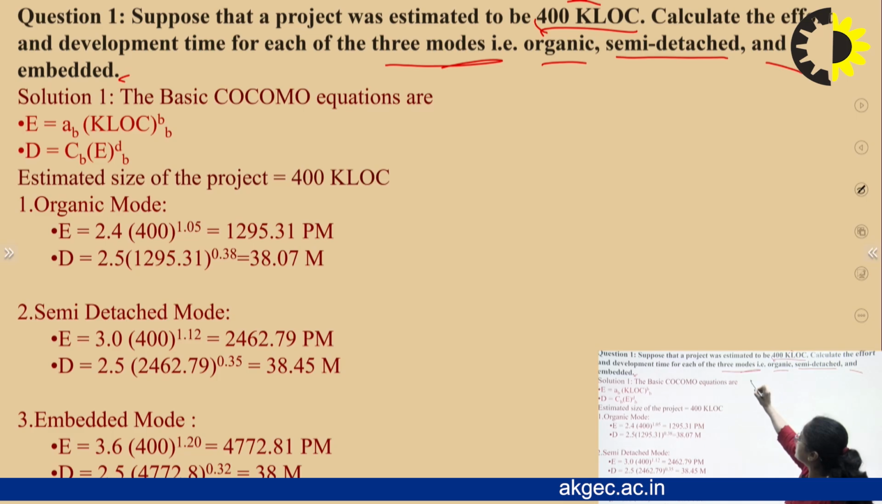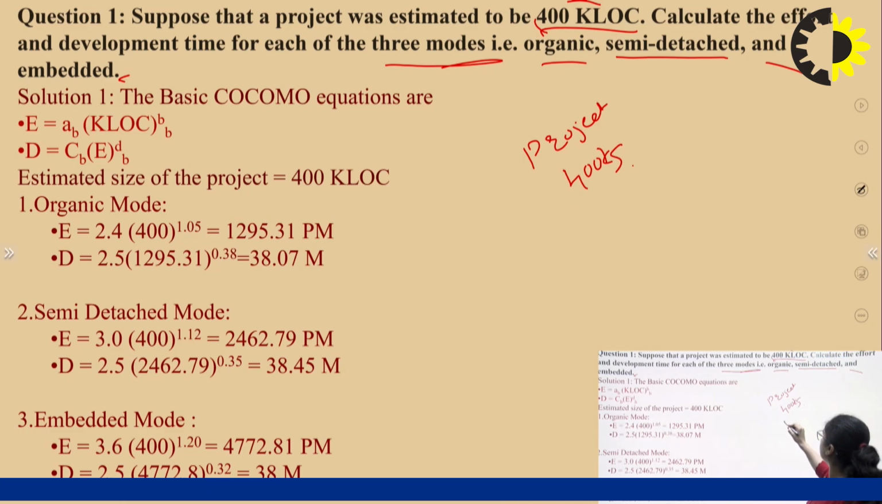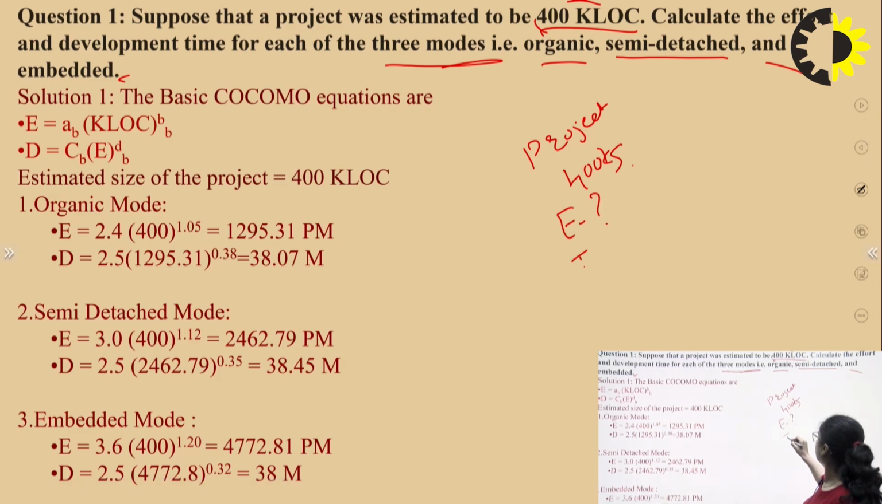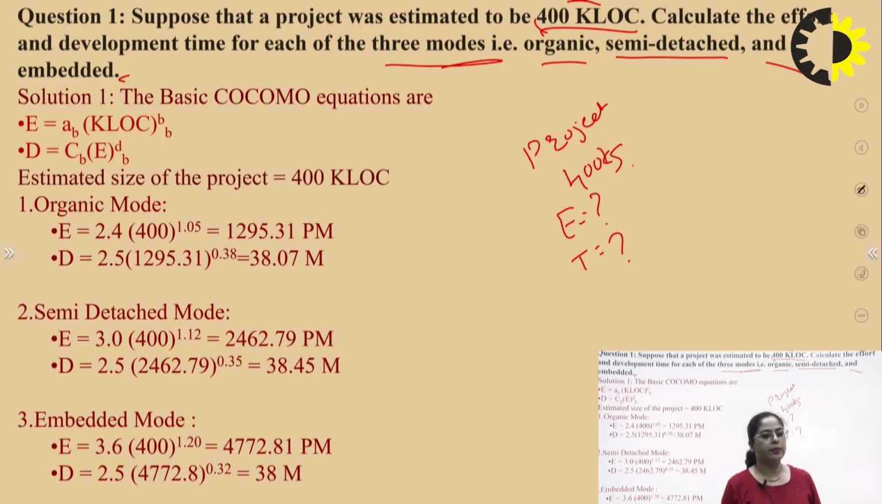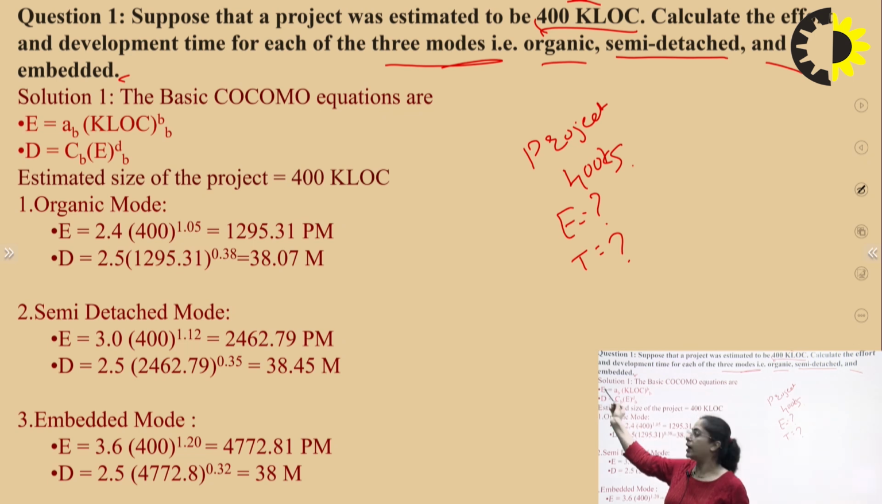A 400 KLOC project. We need to calculate effort and time for all three modes: organic mode, semi-detached mode and embedded mode. The basic COCOMO equations are, what is our formula? That is effort equals A into KLOC to the power B.